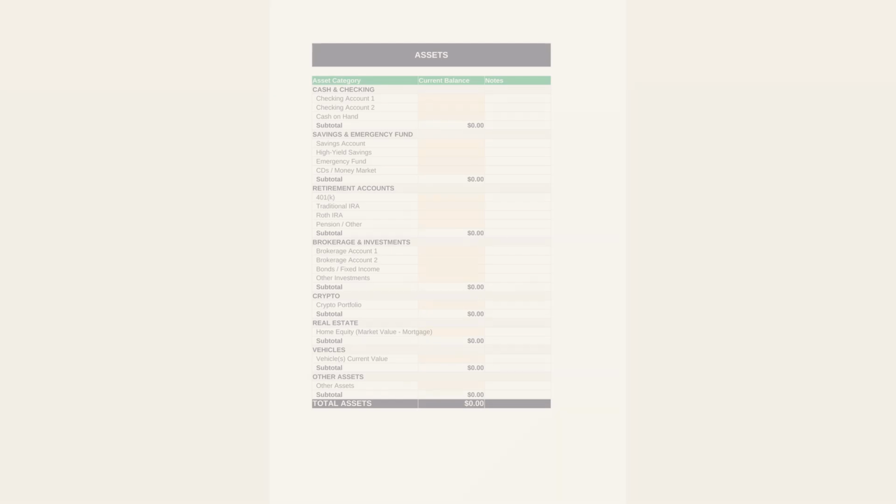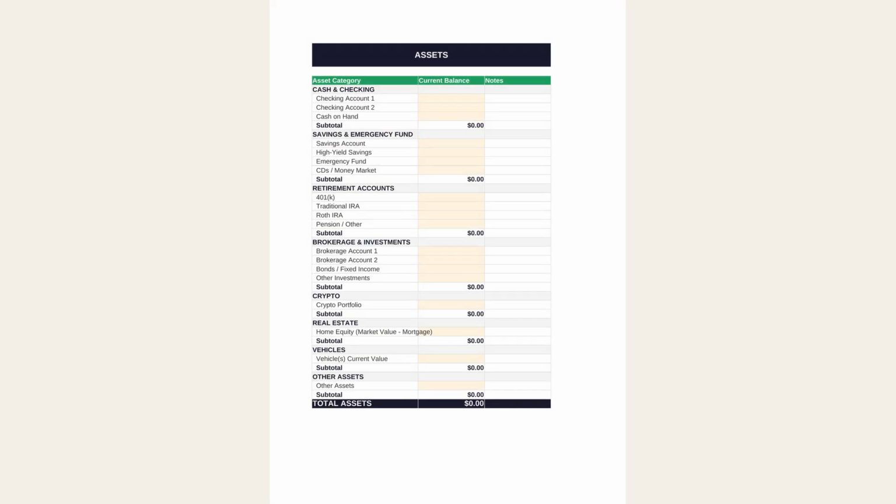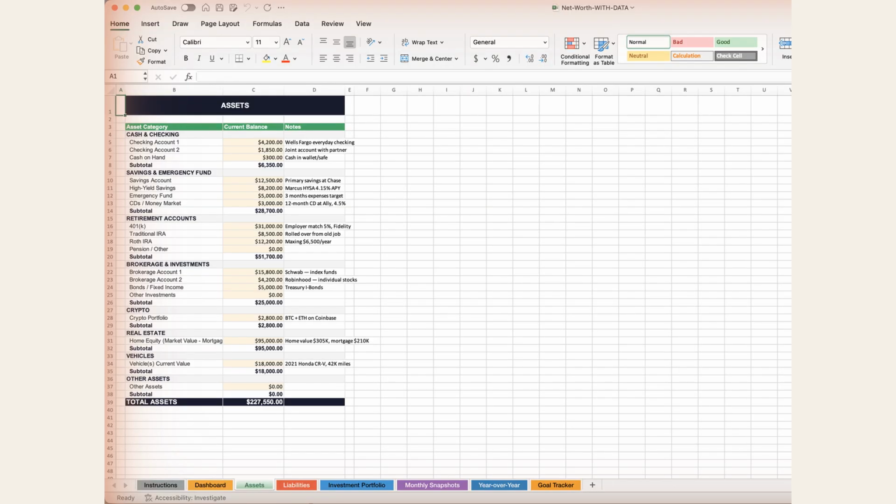Now let's look at the Assets tab. This is where you list everything you own that has value. Checking account at $4,200, savings at $12,500, car worth $18,000, home equity at $95,000, retirement at $31,000. Enter each asset with a name, category, and current value. The categories help you see how diversified you are and whether too much is tied up in one place.